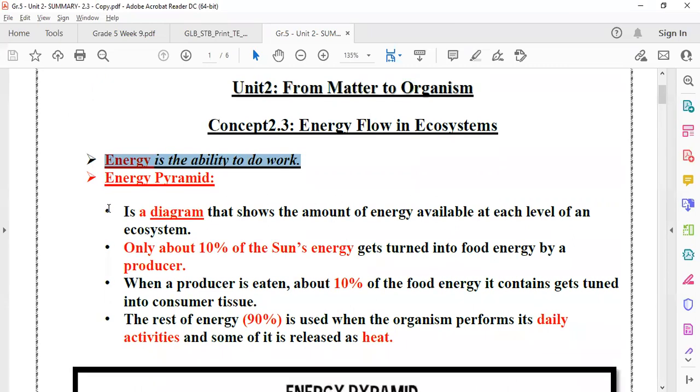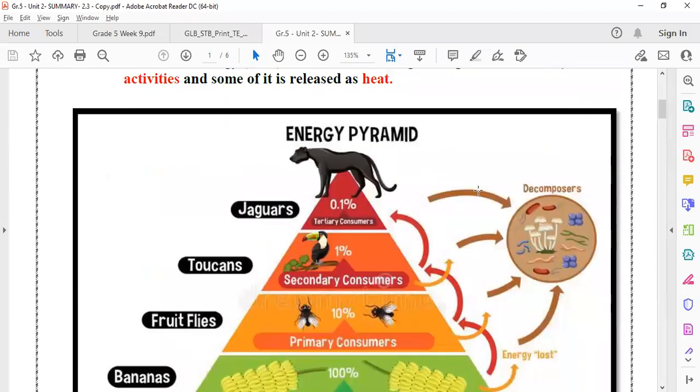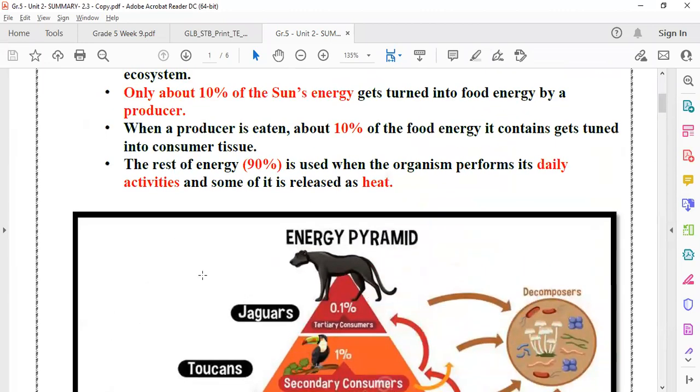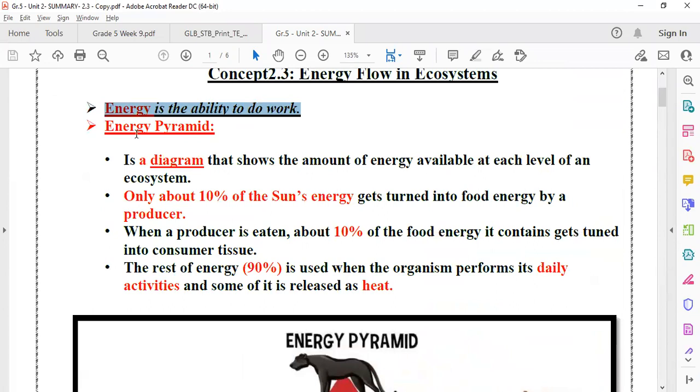Then what about the energy pyramid? The diagram that you can see, this is called the energy pyramid. As you can see, it looks like a pyramid. Let's see, what about it? Energy pyramid, it's a diagram or a drawing that shows the amount of energy available at each level of an ecosystem.